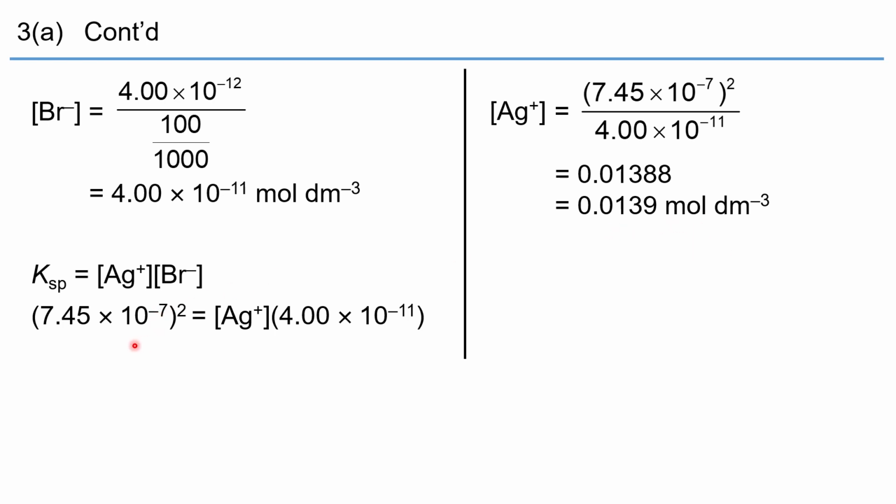At this point, if some of you are wondering why I have to square it, it's because the value given to you is the solubility value. Don't forget, when you write the Ksp expression for this 1:1 ratio, it will be x times x, which is x squared. That's why I have to square the solubility value here. Okay?